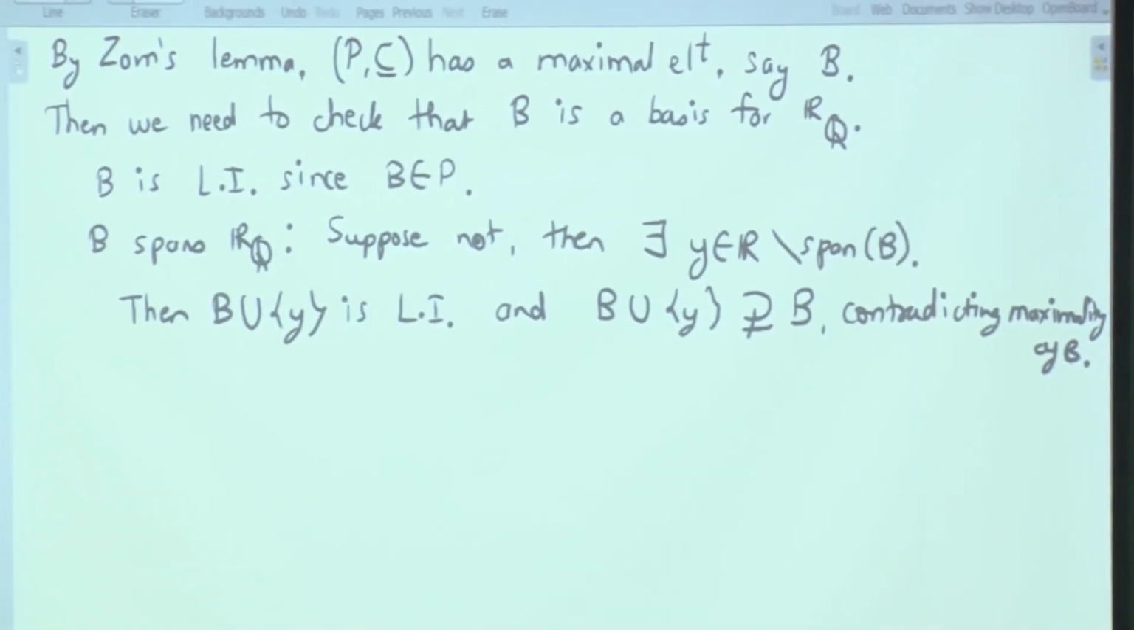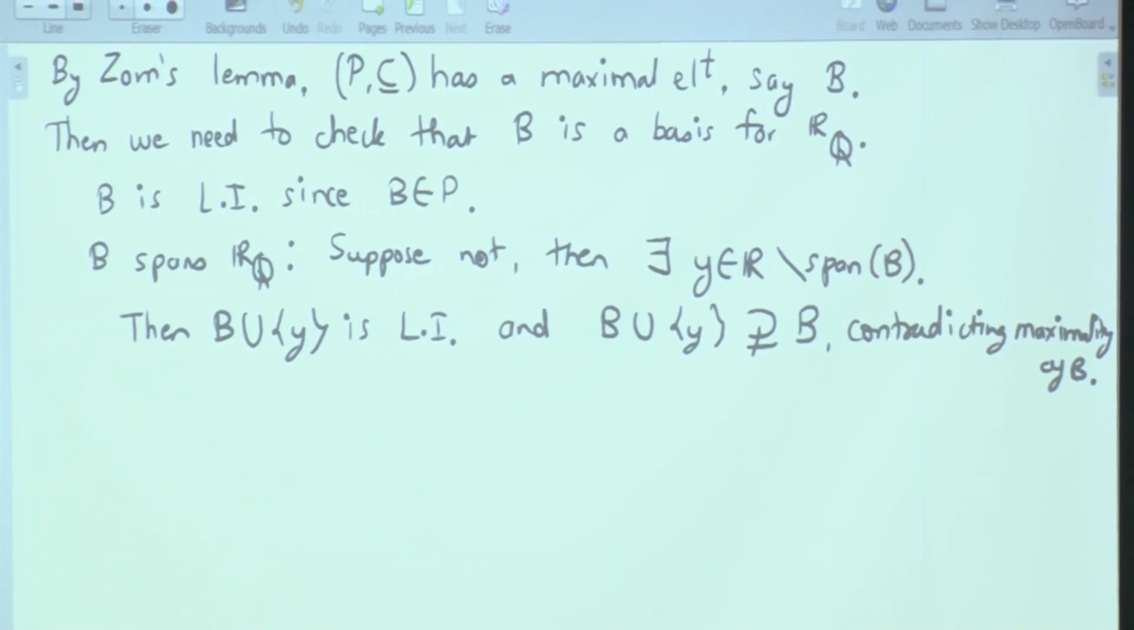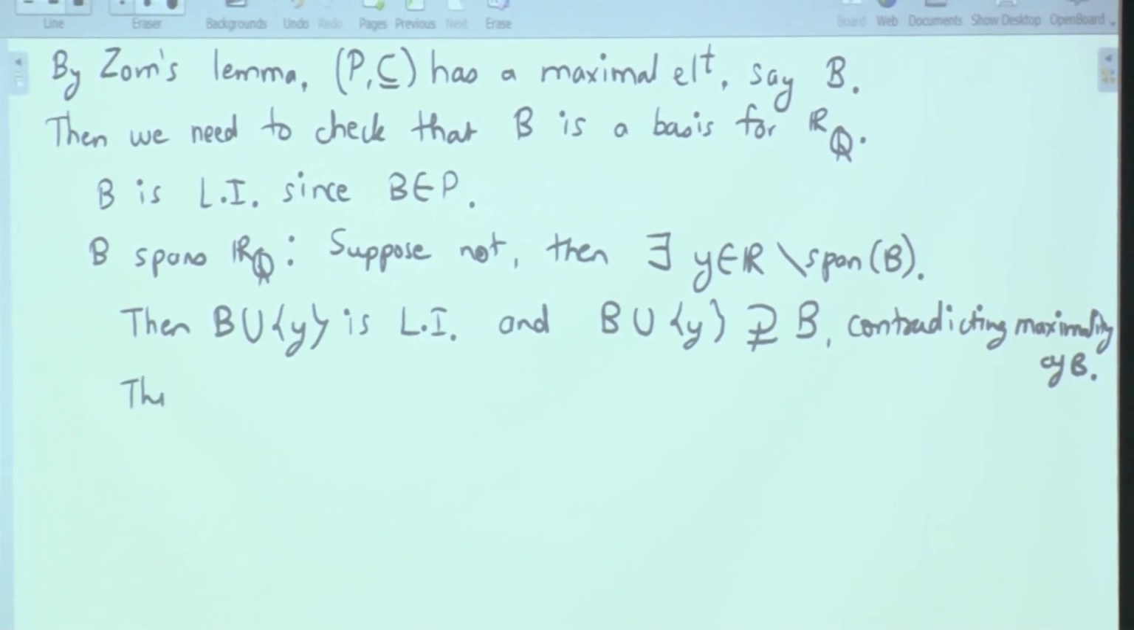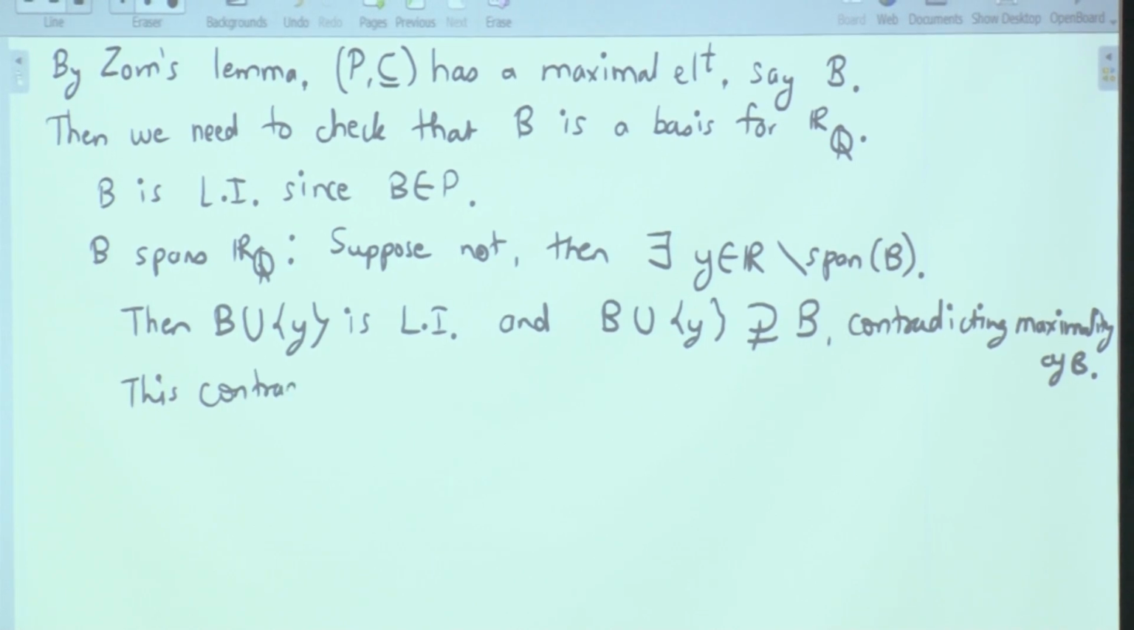So therefore, this cannot happen. Yeah, so this contradiction proves that B spans RQ. And I am done. I have found the basis, but there was some magic involved. Yeah, Zorn's lemma is magic. Any problem? Any question?